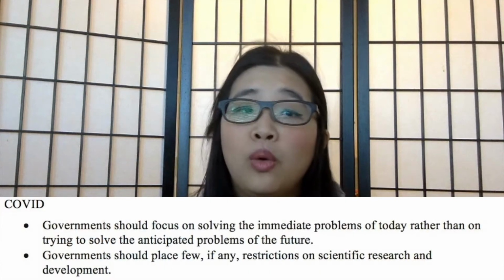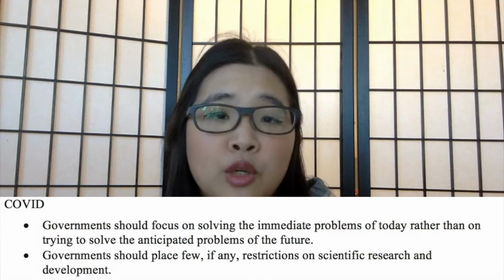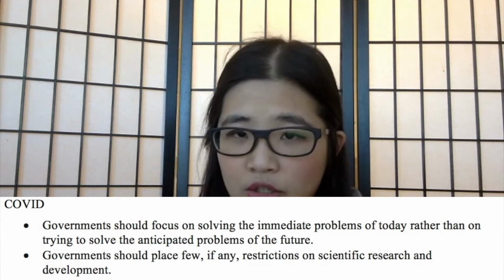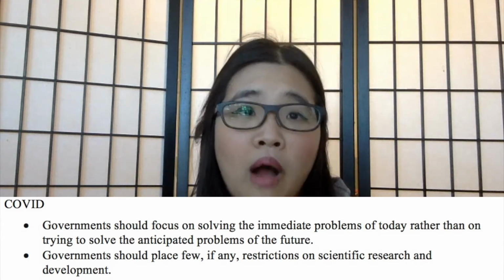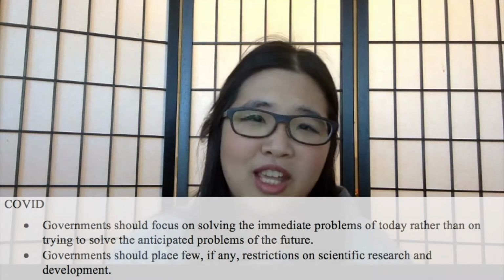We also have number 2, which is governments should place few, if any, restrictions on scientific research and development. So obviously the most poignant example of this is going to be the COVID vaccine. So you can think about what kind of scientific research and development was done here, particularly, let's say, with testing on subjects and how quickly the development happened. So you could take either stance for this question.